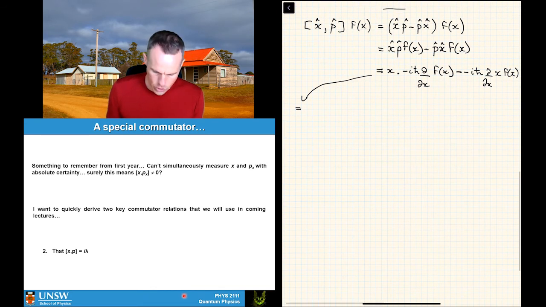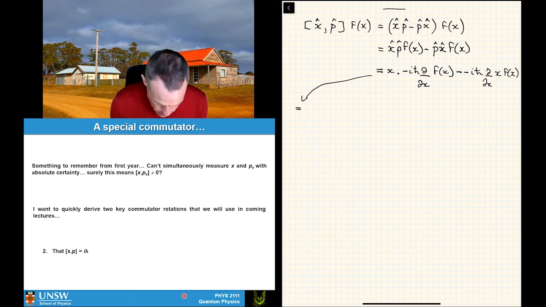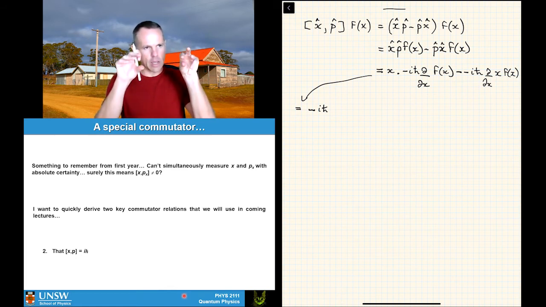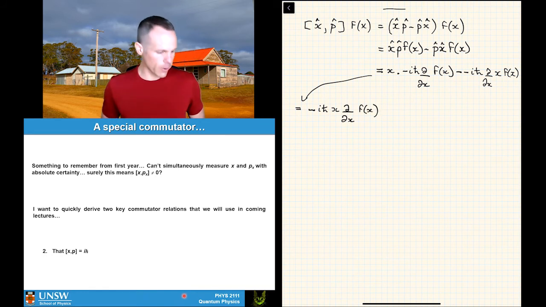What we can do to write this is the first term here, the minus sign can come to the front, the i can come to the front, the h bar can come to the front because they're all numbers, right? So this is minus i h bar. Our x and our d on dx, we can't reverse because they're operators, right? So this will now be x d on dx of f of x, like so, okay?